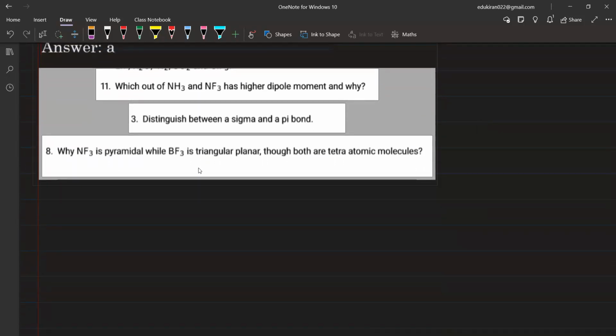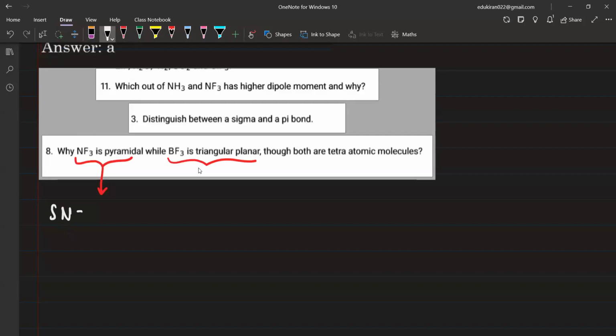So what about why NF3 is pyramidal while BF3 is trigonal planar? Yeah, I kind of wrote the answer, but I don't know how to explain it in words. Okay, so the correct answer is that NF3 is pyramidal while BF3 is trigonal planar. First of all, you will start with the steric number, okay?